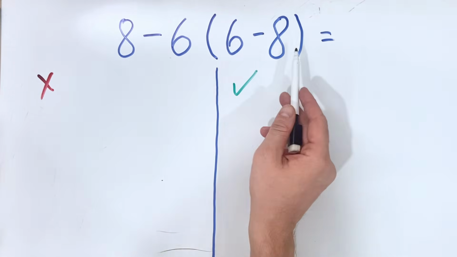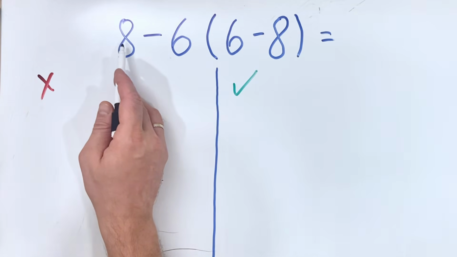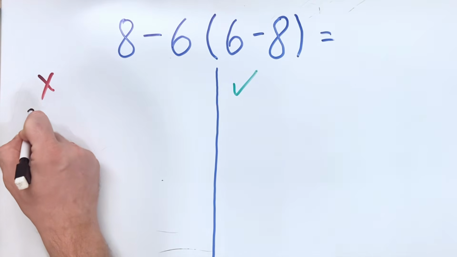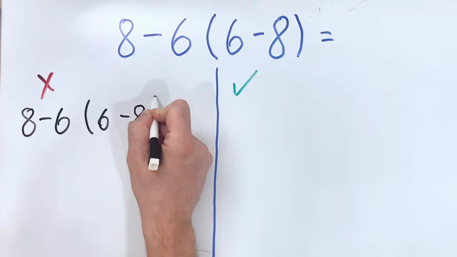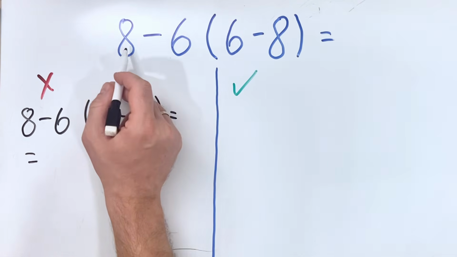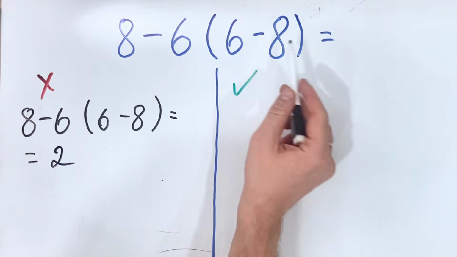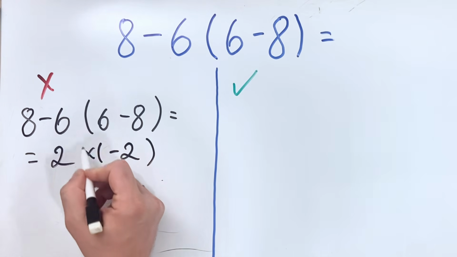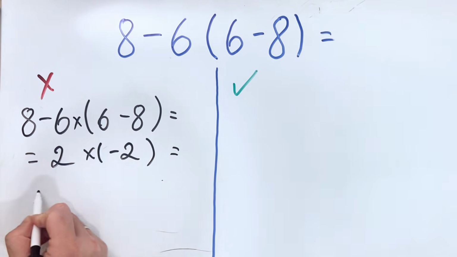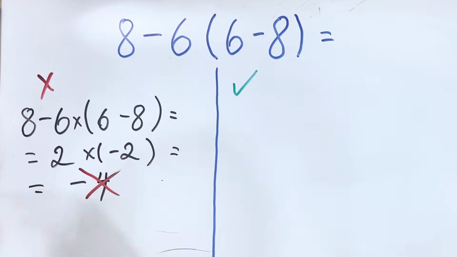Most people on the internet do everything from left to right. So first they have 8 minus 6. Let's write it: 8 minus 6 next to 6 minus 8. First 8 minus 6, so they get 2. Then they do 6 minus 8, which is minus 2. And of course they multiply, and they get minus 4. But of course, this answer is not correct.